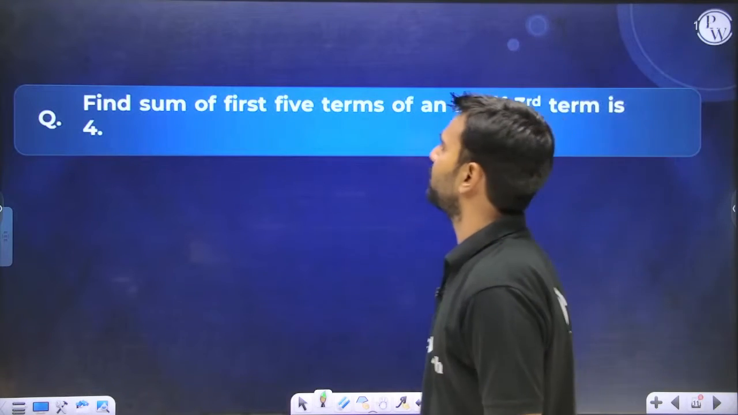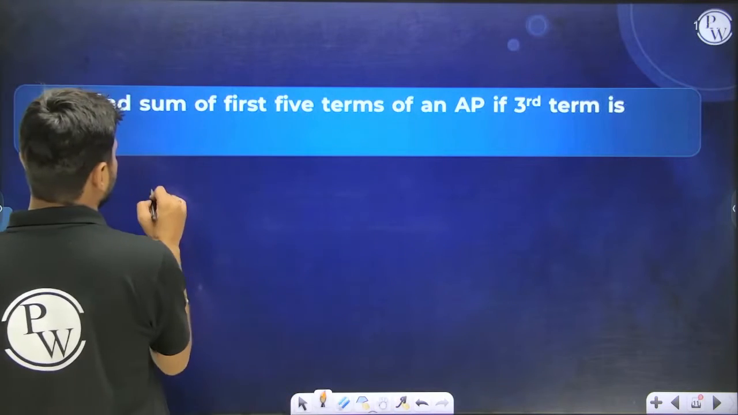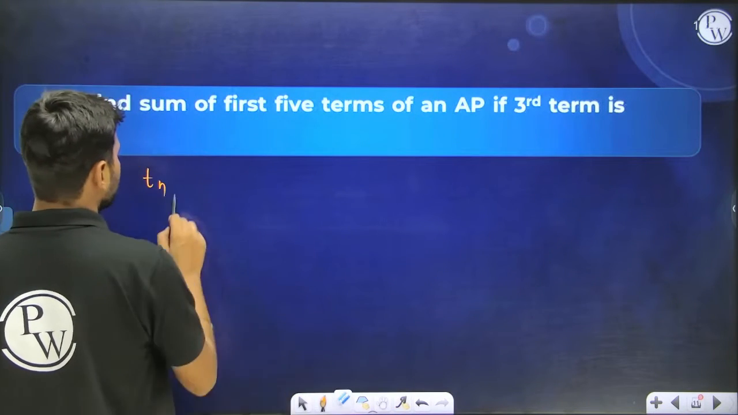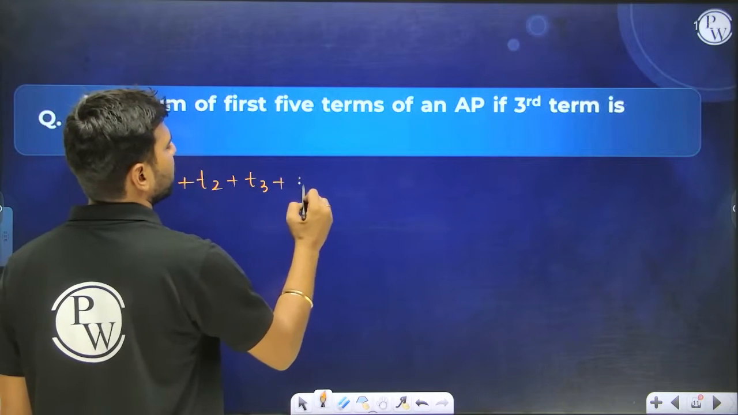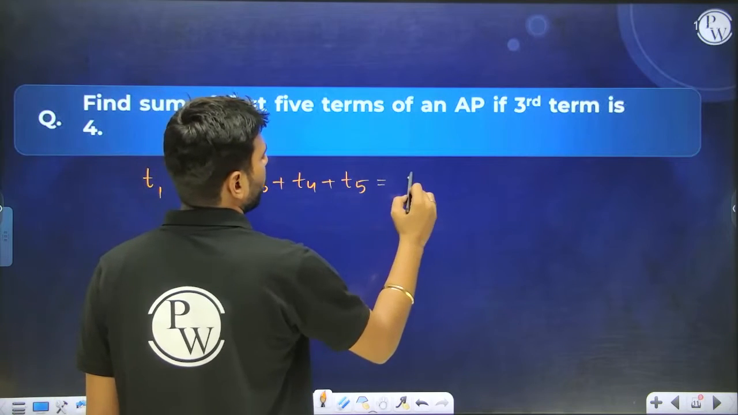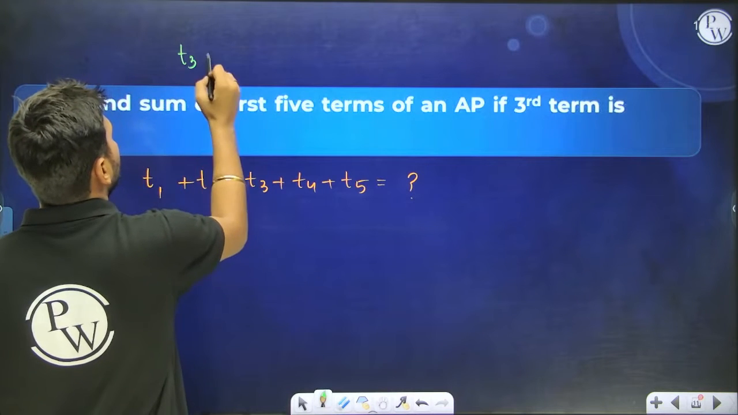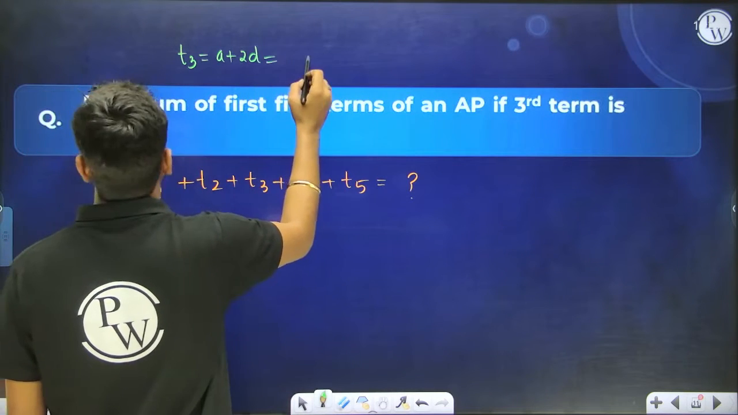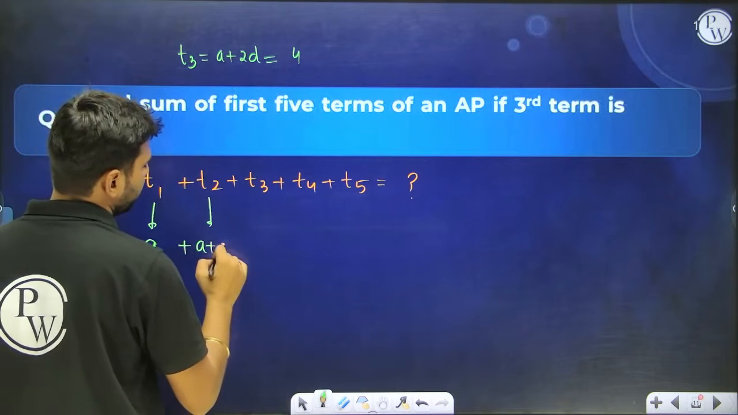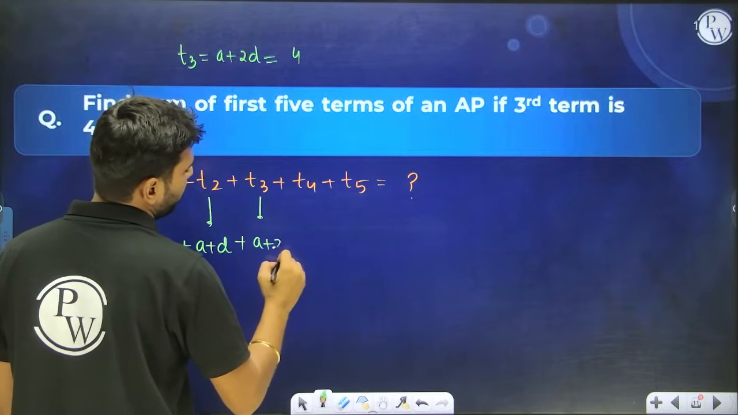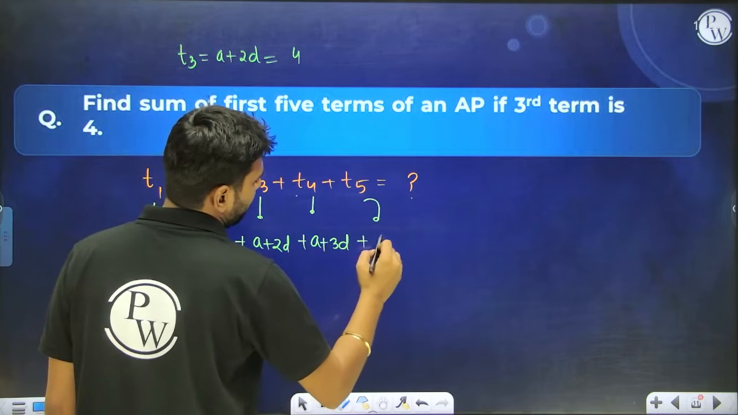Okay, find the sum of first 5 terms of an AP if the third term is given to you equal to 4. I said alright, the sum of the first 5 terms is what we want to find out. That means we want to find out T1 plus T2 plus T3 plus T4 plus T5. The value of this is what the question is asking me, and the value of the third term, that is a plus 2d, is given to me equal to 4. I said okay, T1 is nothing but a, T2 is a plus d, T3 is a plus 2d, T4 is a plus 3d, T5 is a plus 4d.